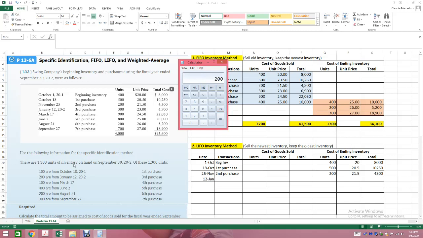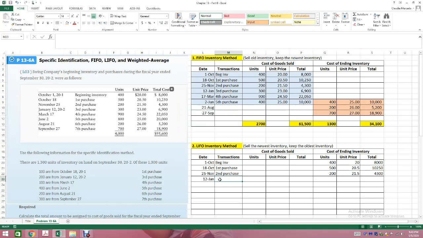That is what it's telling me here. Remember, we're trying to figure out how much that 1,300 units of ending inventory that we have on hand in our warehouse is valued at. So my goal here is to figure out, okay, what is your oldest inventory? And I'm figuring it out based on the schedule. And you have to figure out how much the 1,300 of those, your oldest inventory, is worth.